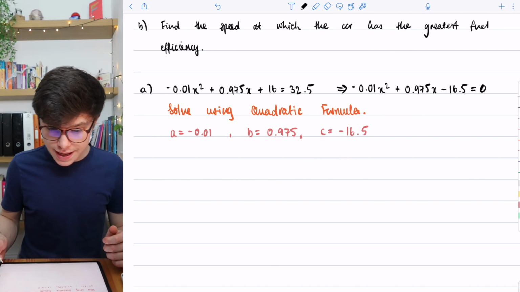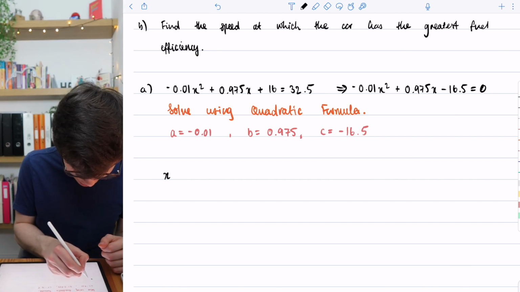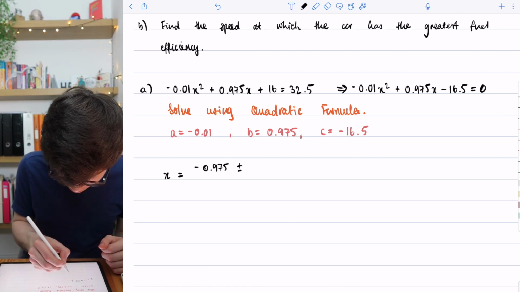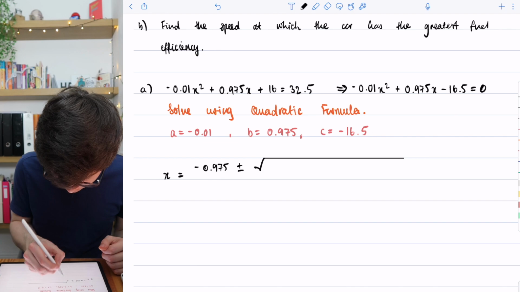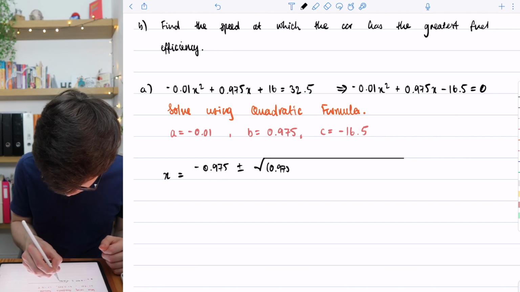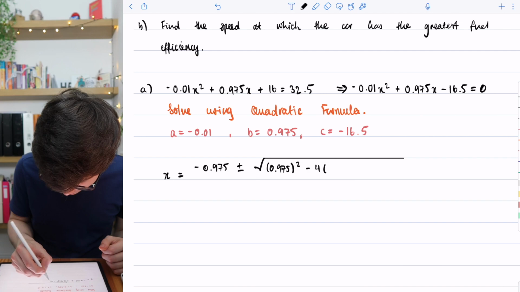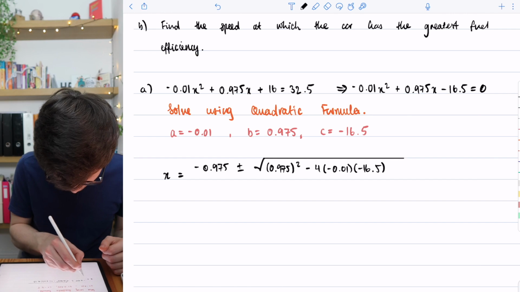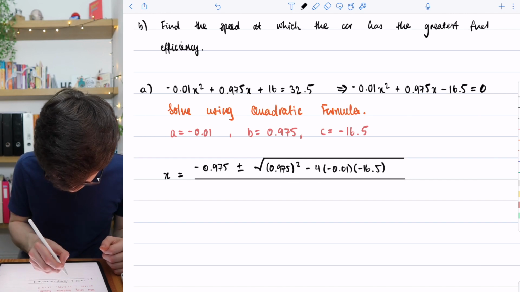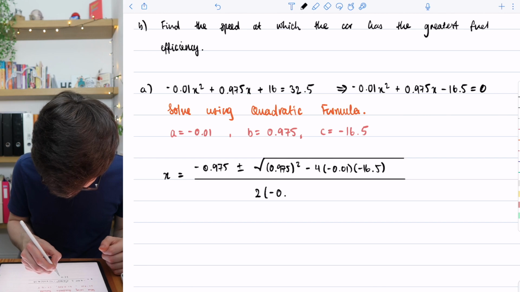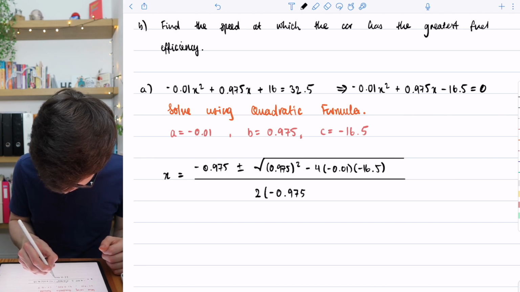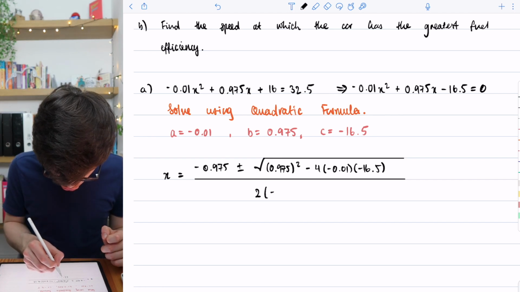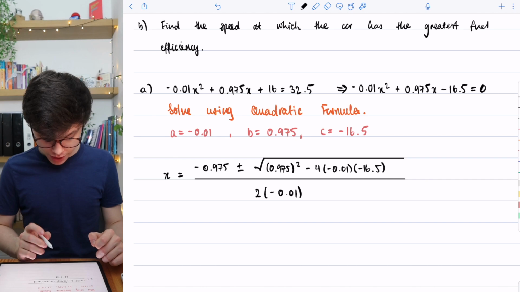Okay, so substituting into the quadratic formula, I'm going to have x is equal to negative b plus or minus the square root of b squared minus 4 times a times c, divided by 2 times a. Okay, so that's what we get. Oh, sorry, a is minus 0.01. There we go. Okay, so that's what we get.